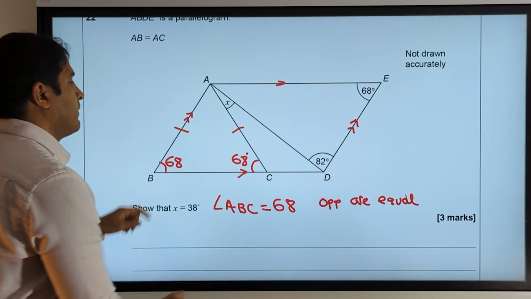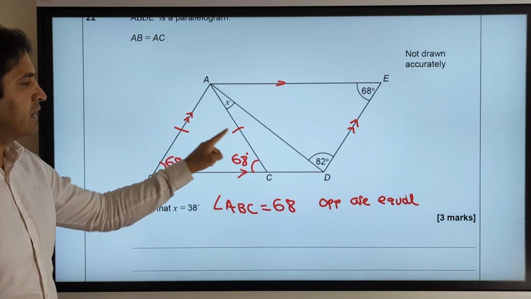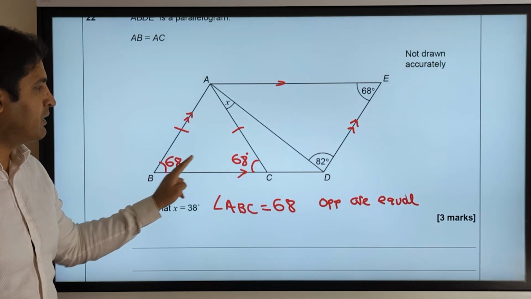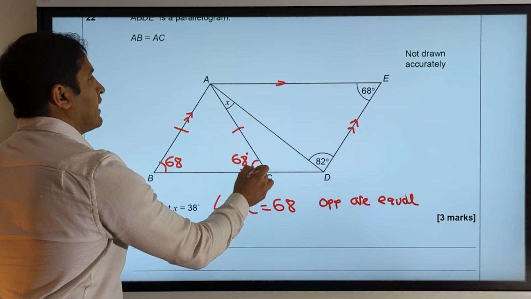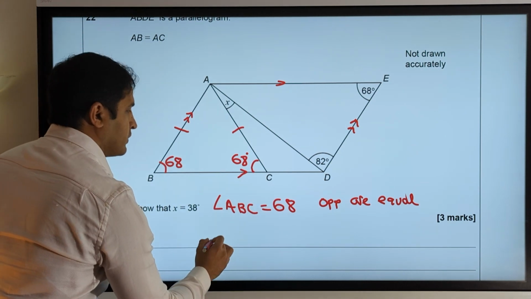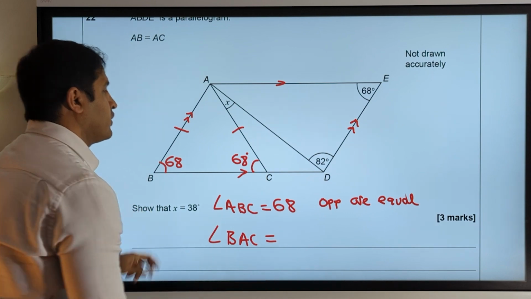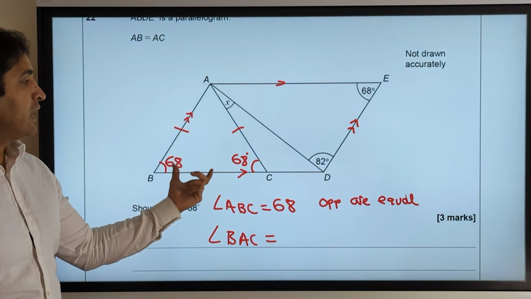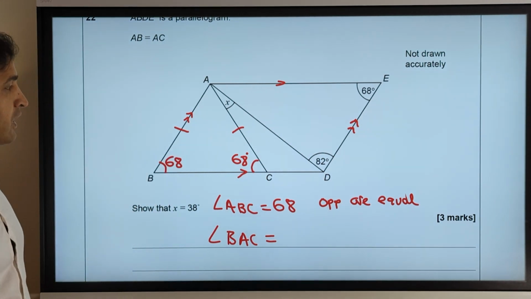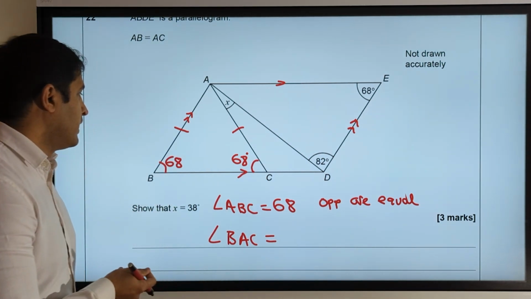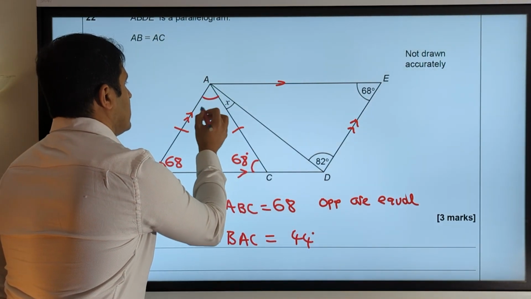If that's 68, we know this angle here is 68 as well. Why? Because of the information: lines AB and AC are exactly the same length. That means this is an isosceles triangle. If these two are 68, then what's angle CAB, or BAC, going to be? Angle BAC is going to be 180 take away 68, take away 68. We can do that calculation very quickly and we come to the conclusion that it's going to be 44. This angle here is 44.